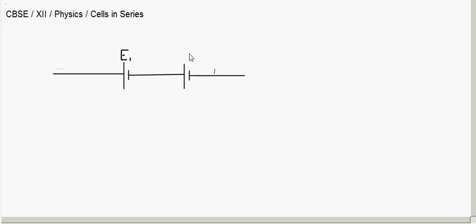E1, E2. Let the cell which has EMF E1 have an internal resistance of R1, and the other cell has an EMF E2 and internal resistance R2. Let this point be A, B, C.